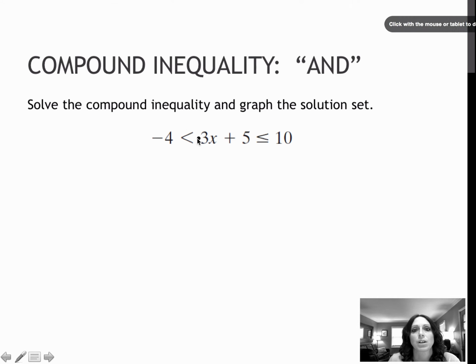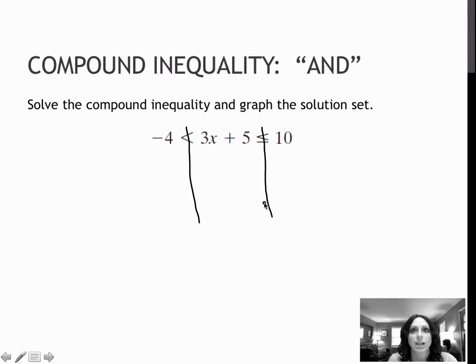So I actually prefer thinking of building the two walls. Every time you see an equal sign or an inequality, you've got a wall. So here, when I subtract 5, I need to make sure I do it in all 3 places. It's really just going to save me a little bit of work, and I'm lazy, so I like to save myself some work. So negative 4 minus 5 is negative 9. Here I get 3x. This is still a less than. This is still a less than or equal to. 10 minus 5 is 5.